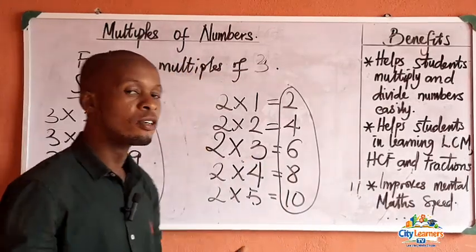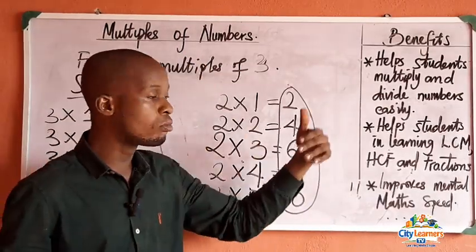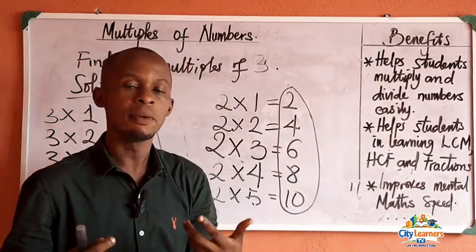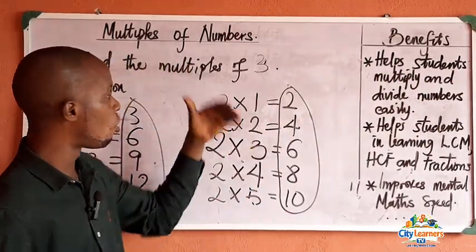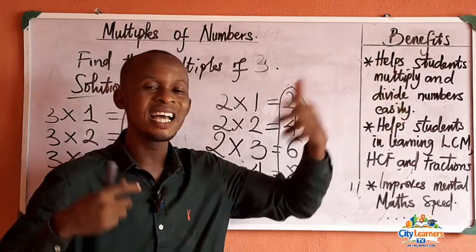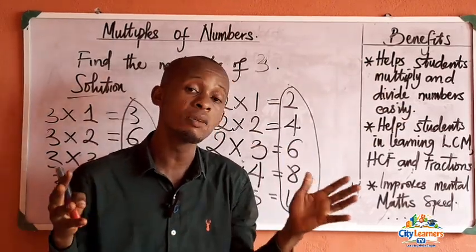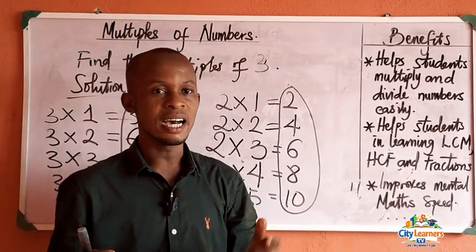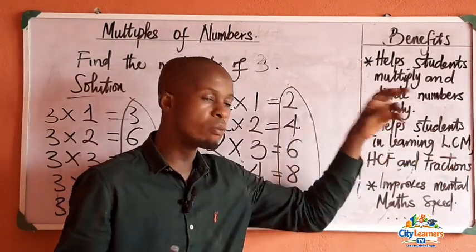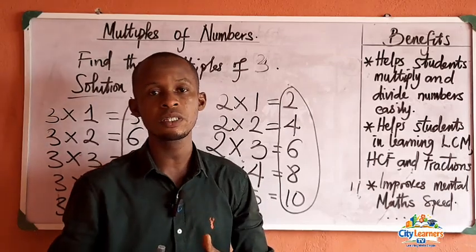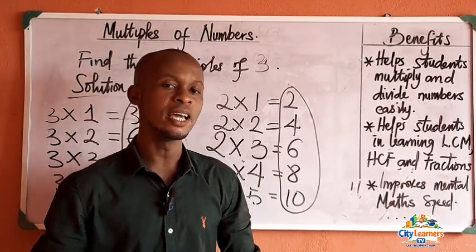So I'm going to end the class here. I'd like you to do more exercises on your own. Find the multiples of 4, of 5, of 6, of 7, as much as you can. Multiply and you get answers. So this is what multiples of a number means. And this knowledge will help you when we move to the next class, which is the common multiples and LCM.